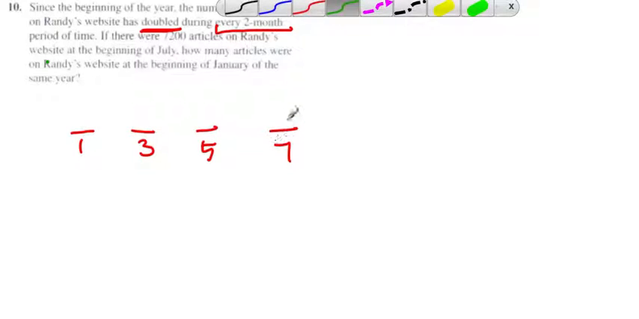So there were 7,200 articles at the beginning of July. How many articles were on Randy's website at the beginning of January? So we have January. 2 months later it will be March. 2 months later it will be May, and then 2 months later it will be July. So in July we have 7,200.